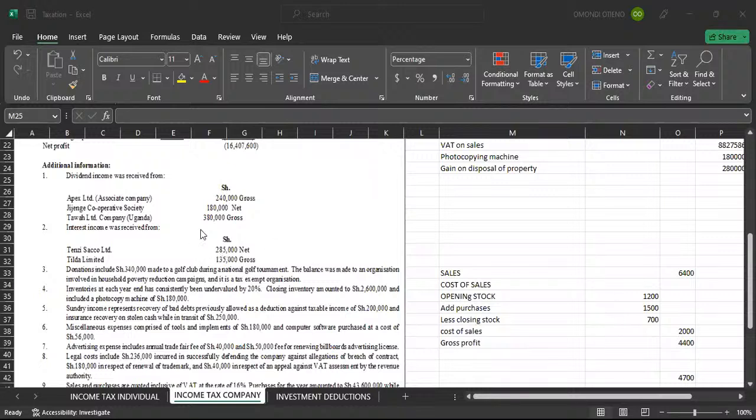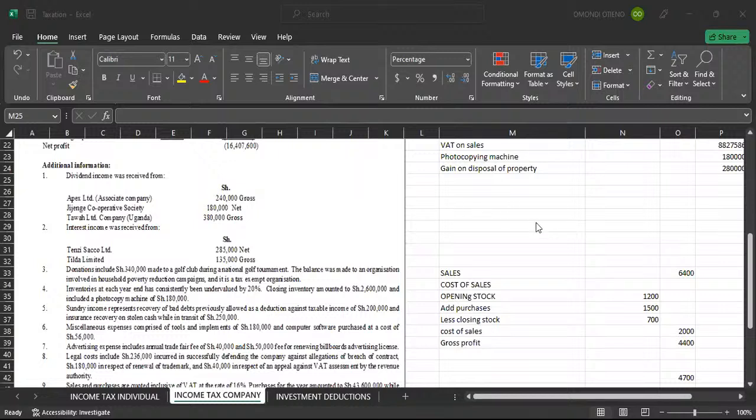What is given here is net, so it means they have deducted 15%. So what is the gross of these dividends? If 85% is equivalent to 180,000, 100%, the total amount before deducting that withholding tax, itakuwa ngapi? It is 100 over 85 by 180.